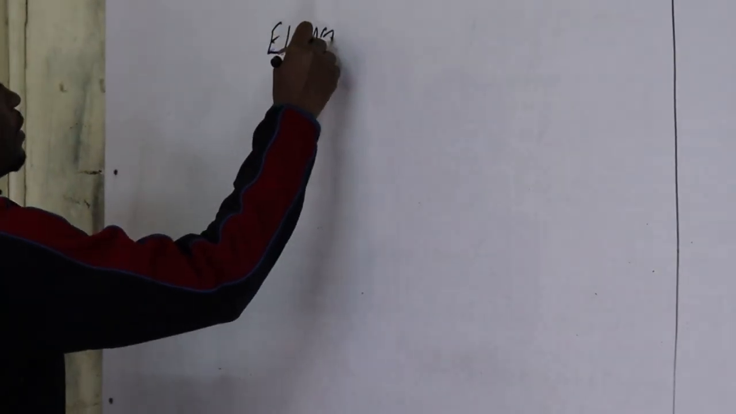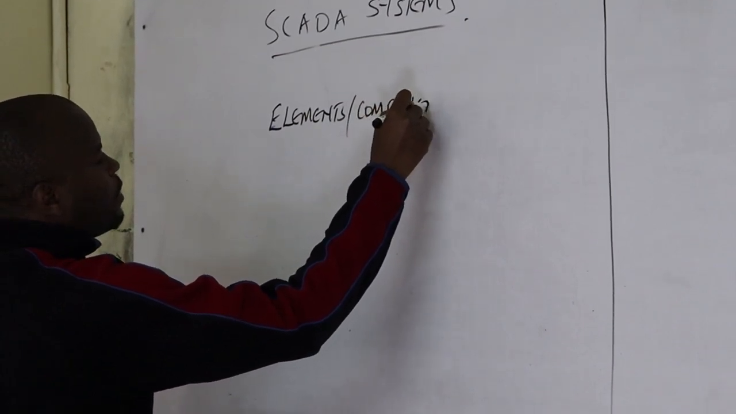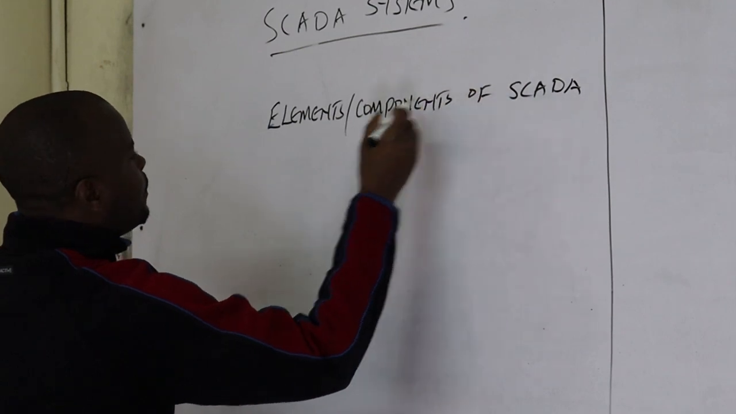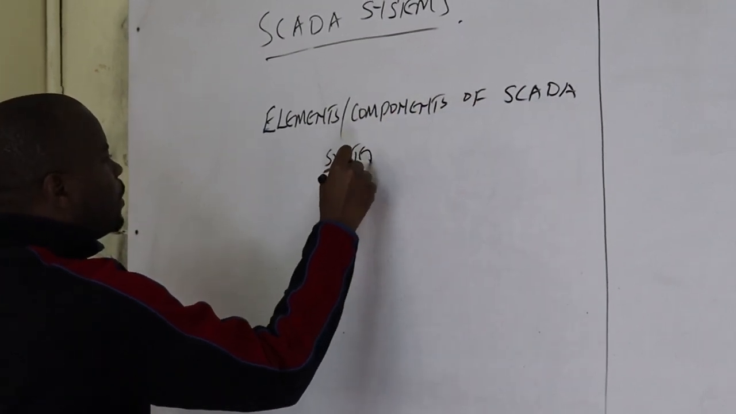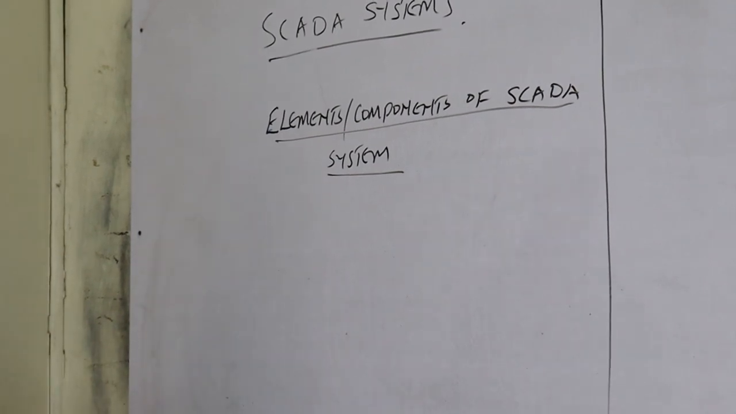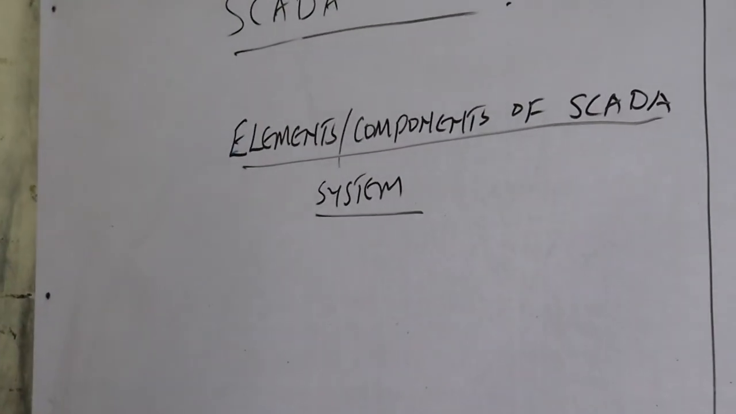Elements, or we can also talk of them as components of a SCADA system. Just as we have mentioned, the SCADA system is supposed to give information from the remote places where the particular systems are found.